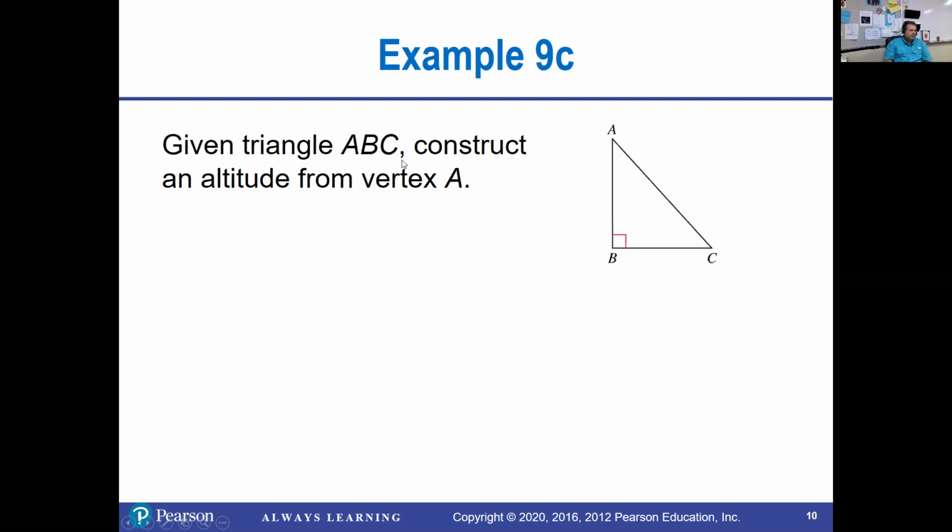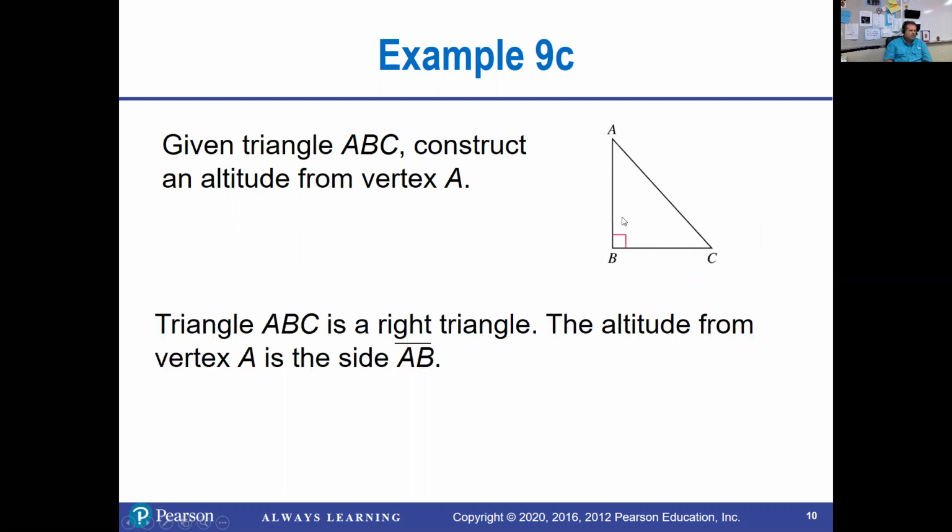Now, given triangle ABC, construct an altitude from vertex A. Well, here's vertex A. It needs to go at a right angle to BC again. But notice it's already a right angle. So it already is the altitude. Okay, so a right angle is already your altitude.